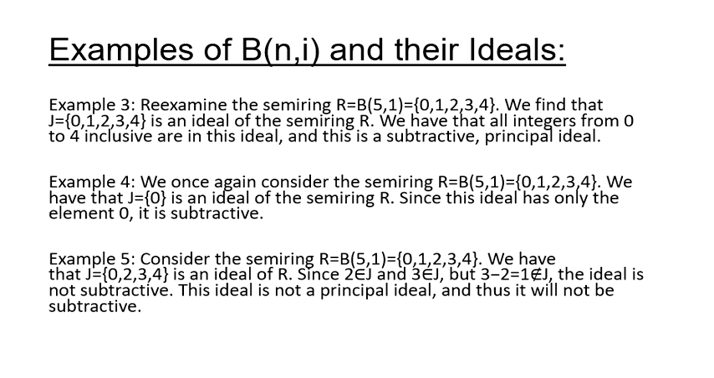J equals {0} is also an ideal of this semiring. And this ideal only has the element 0, so it must be subtractive. It is also the principal ideal generated by 0.